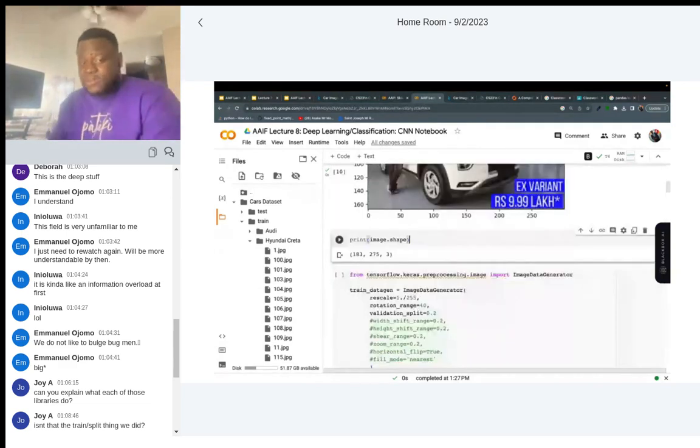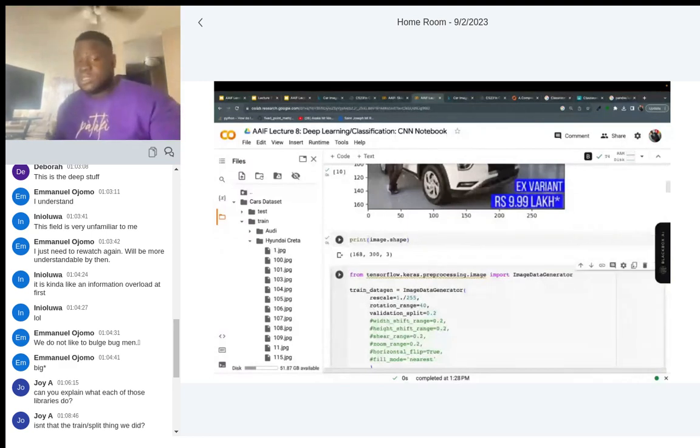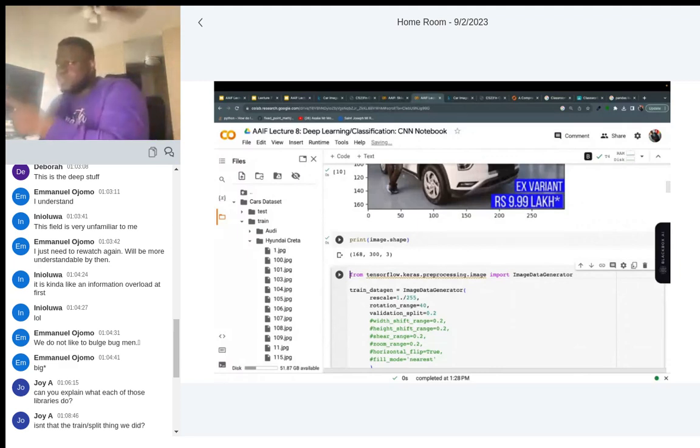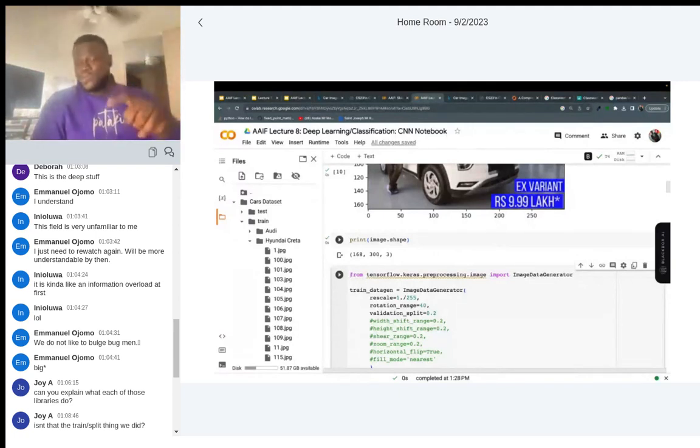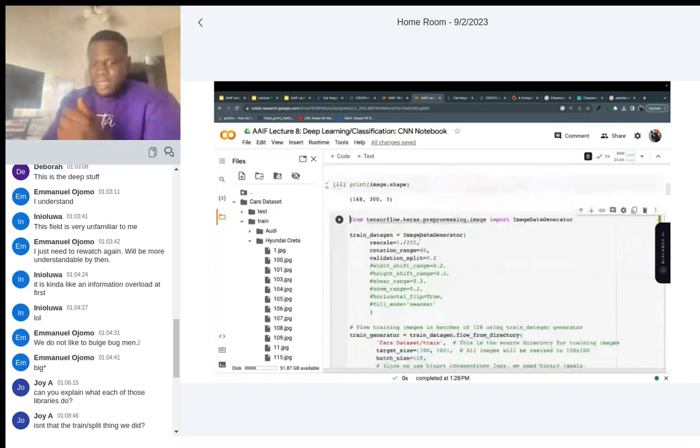Now, what is the size of the image? The size of the image is 168 by 300 by 3. The 3 means it is a colored image, which means it is BGR or RGB, right? And it is 168 by 300. And I told you in machine learning, we usually put them in the same size. Normally, before, we would write a function to go and resize all the images to the same size. But there's a function for that, and that function is image generator.